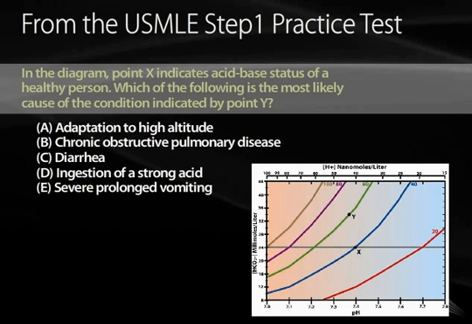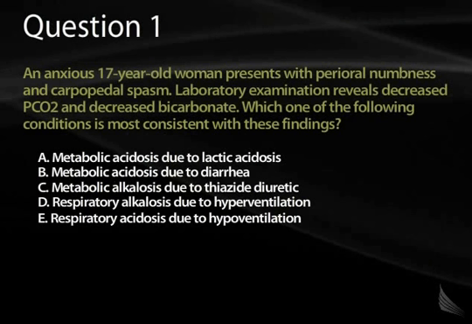In approaching Davenport diagrams, I would recommend a similar approach to any other acid-base problem. First, identify the pH, whether an acidemia or alkalemia is present. Then look at the bicarbonate concentration to see if the cause is metabolic. And then look at the PCO2, if the cause is not metabolic, to see if the cause is a respiratory disorder. Let's go through a few more questions.